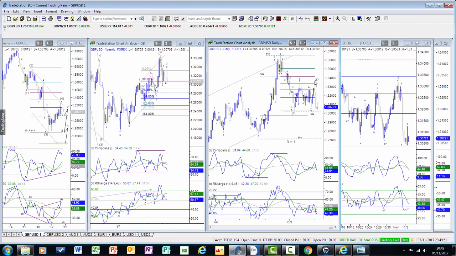Now that may have taken place. This could be labelled as an A, B, C, B, C, 2, and if we look at this on the weekly chart, that would be labelled as a 1, A, B, C, 2.